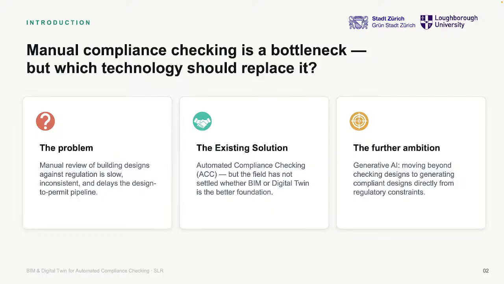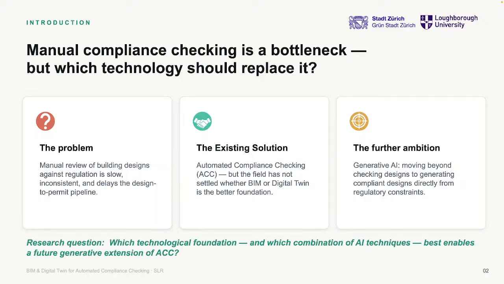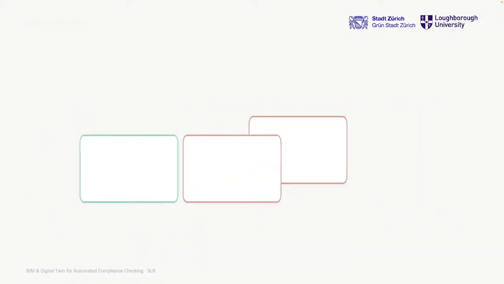We're going from a manual task that is really error-prone, because whenever we're correcting a mistake, we're creating another one, to a rule-based approach that only translates what we were doing manually. And looking at the future, since we already have generative technology, can we use it to make the process slimmer, leaner, and more intelligent? So the actual question for this SLR is which technology foundation and which combination of AI techniques can help us advance or extend automatic compliance checking, and maybe look into a generative solution.